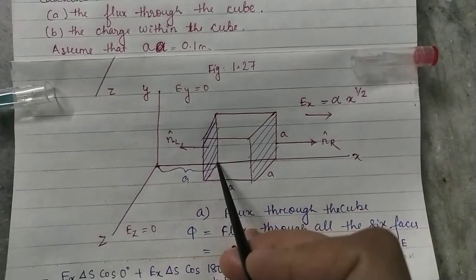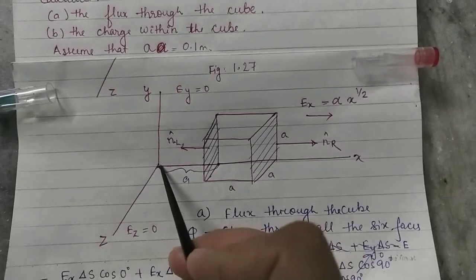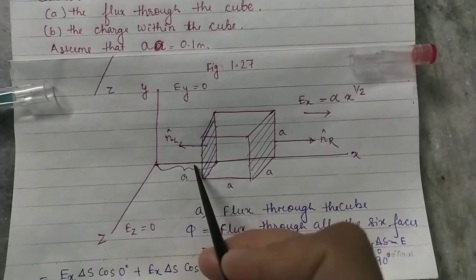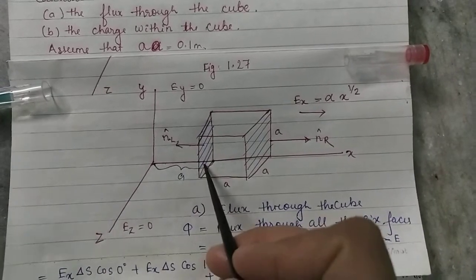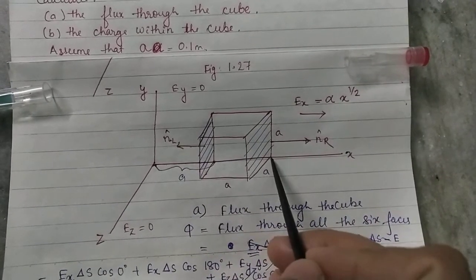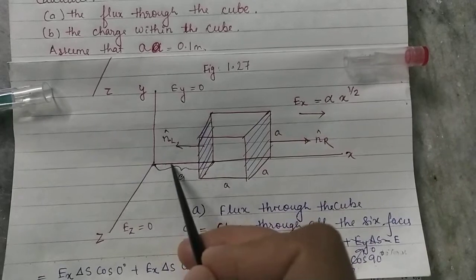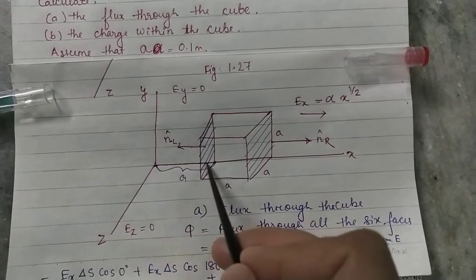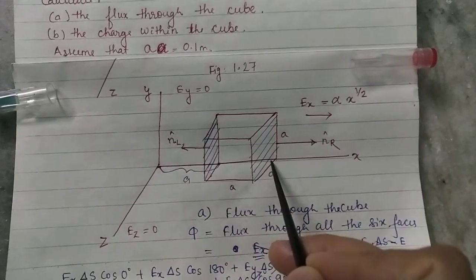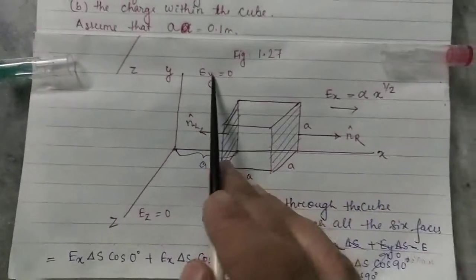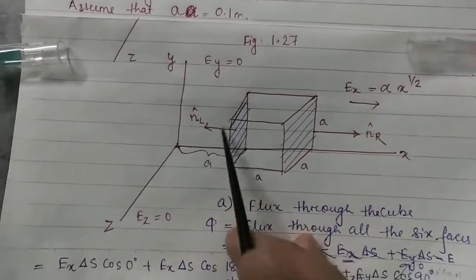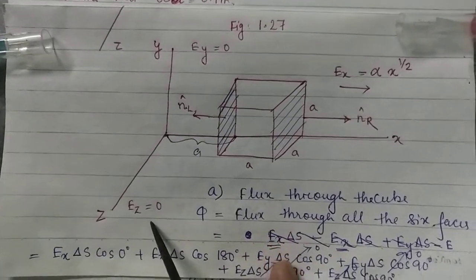Okay, if we take a point here, what is the distance from origin to this point? It is a. So electric field at this point will be alpha times a to the power 1 by 2, and this point is located at a distance, see the distance from the origin, it is a plus a, that is 2a. Okay, and Ey equal to 0, already given in the question. Ez is also equal to 0.